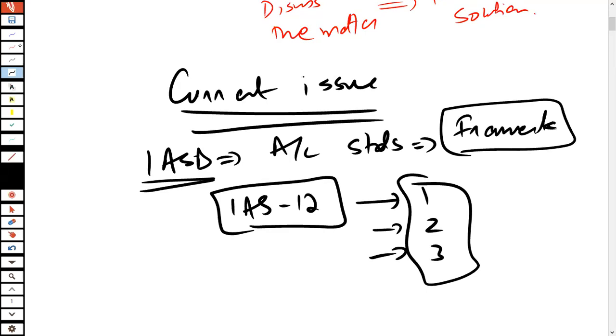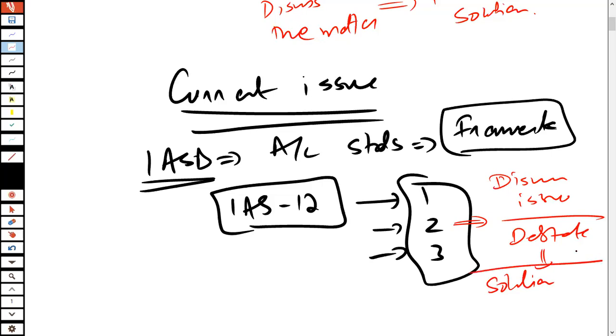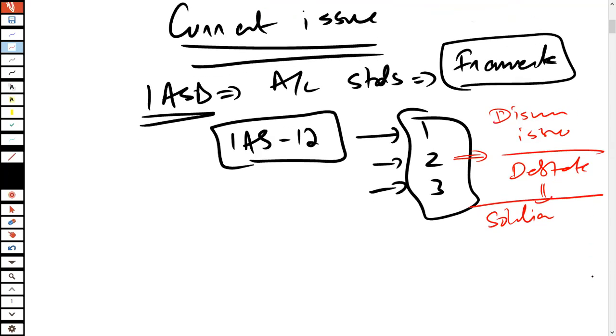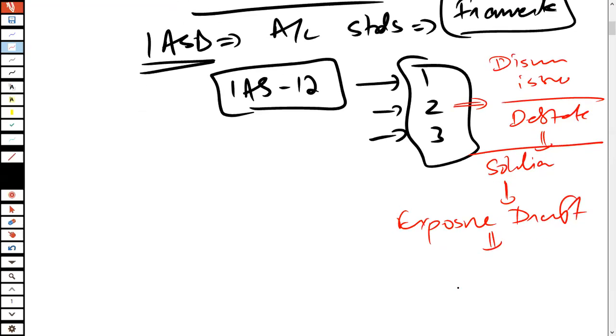If they come across any such situation under IAS 12, they would set up a meeting of the board, discuss the issue, and have a debate over it. They would try to figure out a solution to this apparently wrong accounting treatment available in the relevant accounting standard. They would publish an exposure draft, accept opinions from the public, and then finally issue the revised standard.